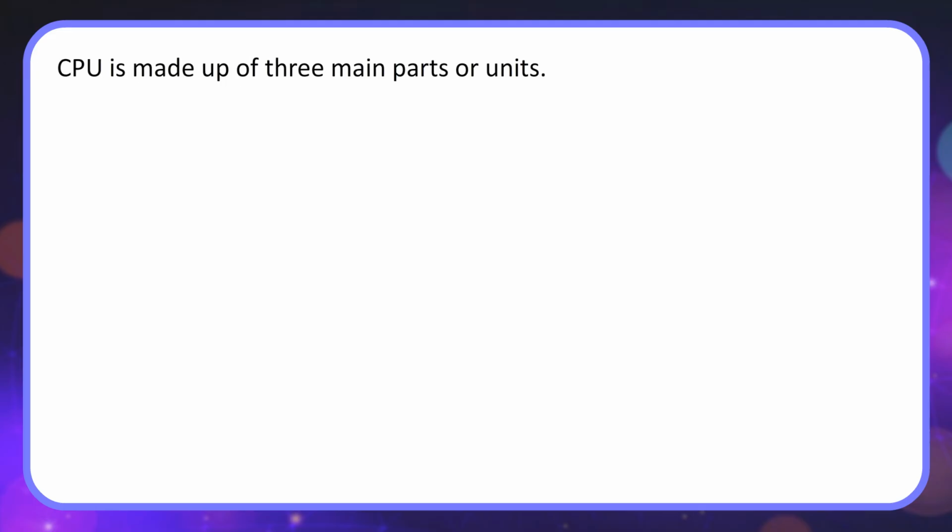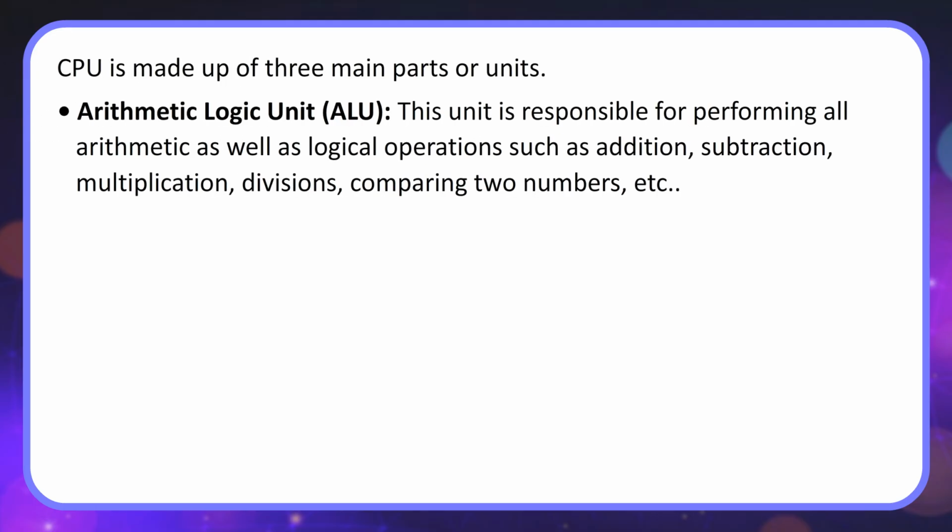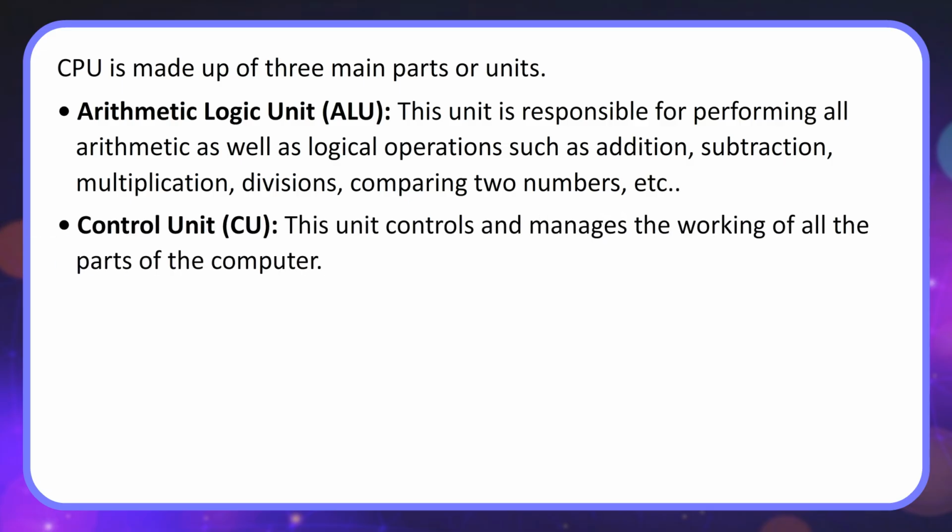CPU is made up of three main parts or units. Arithmetic Logic Unit, ALU. This unit is responsible for performing all arithmetic as well as logical operations such as addition, subtraction, multiplication, divisions, comparing two numbers, etc. Control Unit, CU. This unit controls and manages the working of all the parts of the computer.